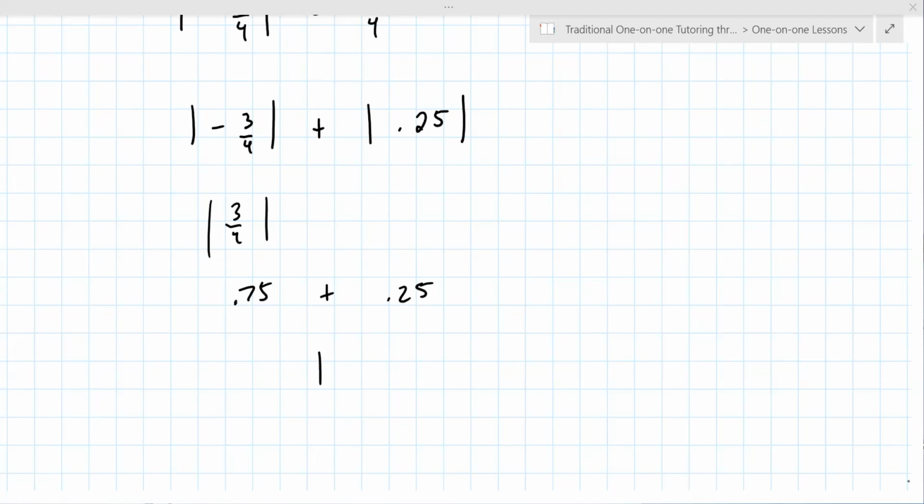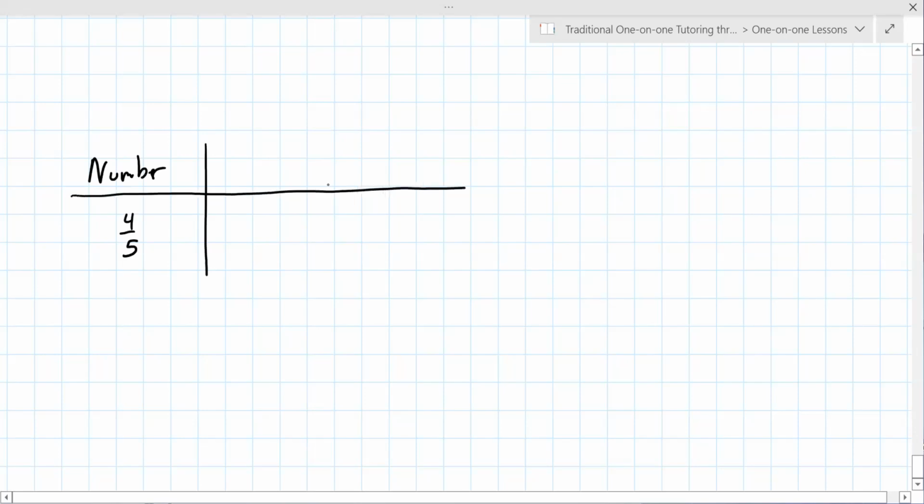Yeah, so this is good. We can actually do something with this real quick. We're going to make a little table here. I'm going to give you a number, like let's just go through the ones that they have here. So let's say I give you a number like 4/5. You have to decide, Mason, is it positive or negative?